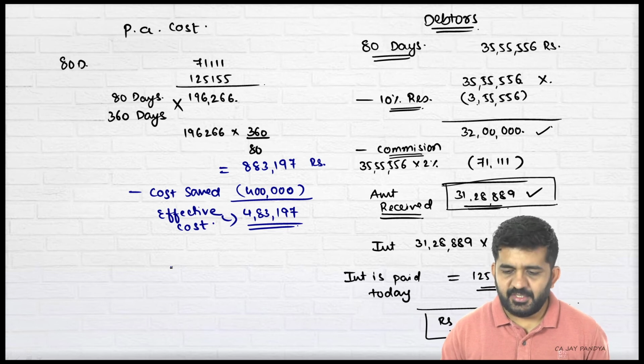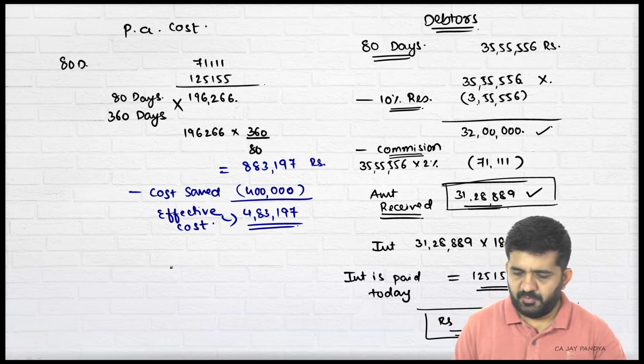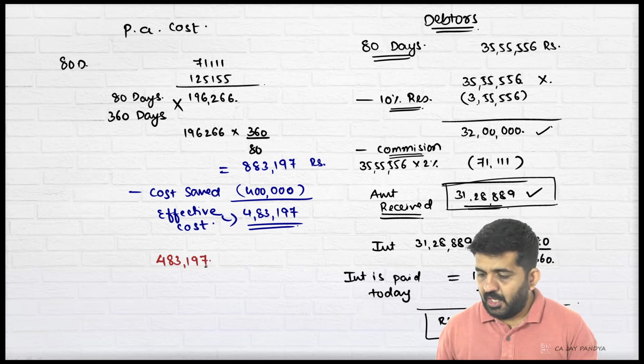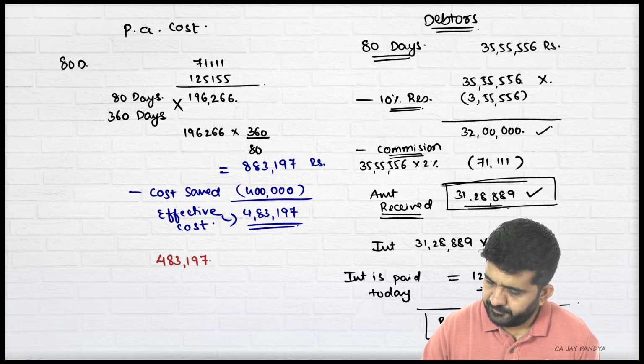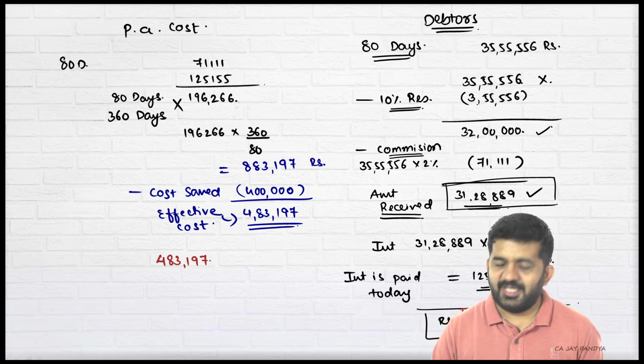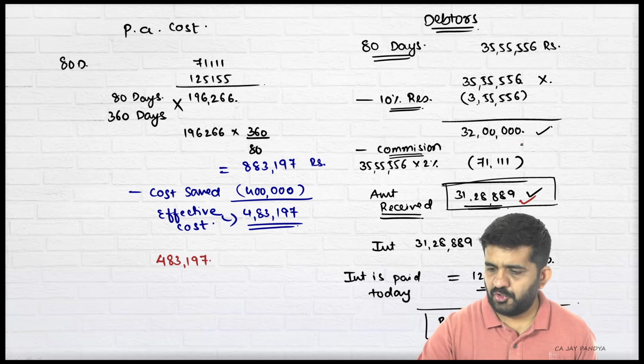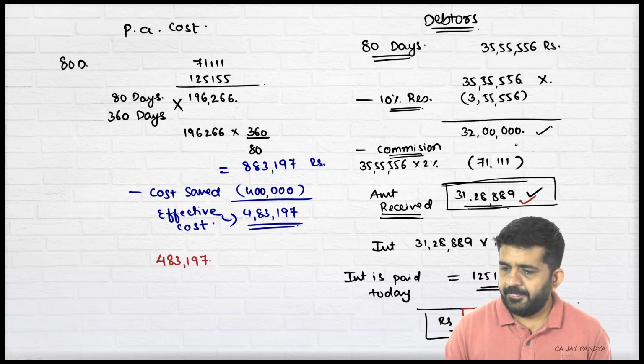Then in terms of percentage we need to find out: 4,83,197 over how much money I have borrowed? 30,03,734. Even if you take this figure, it is absolutely all right. You should not take this figure, is it not? Or this figure. How much amount I have borrowed is 30,03,734.